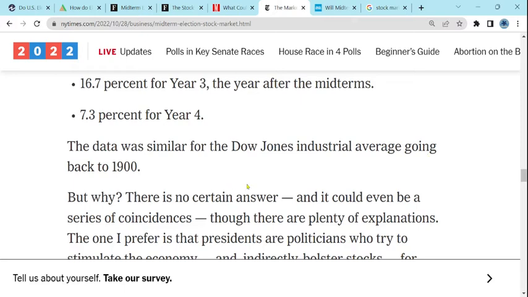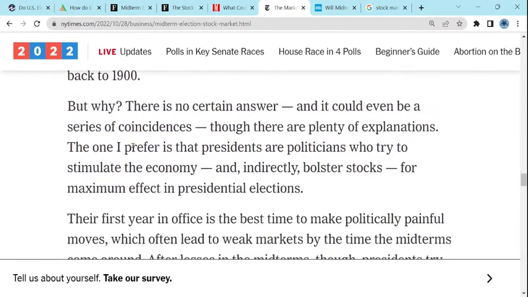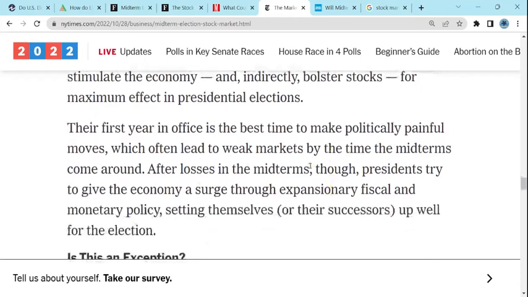Similarly for the Dow, going back to 1900. So they're asking why, and there's no clear answer. It's maybe even a series of coincidences, but plenty of explanations. One they prefer is that presidents are politicians who try to stimulate the economy and indirectly bolster stocks for maximum effect in presidential elections. Their first year is the best time to make politically painful moves, which often lead to weak markets by the time the midterms come around.